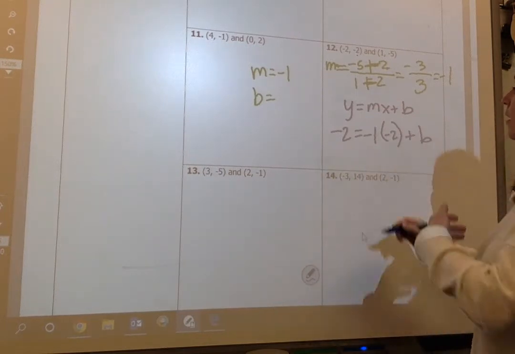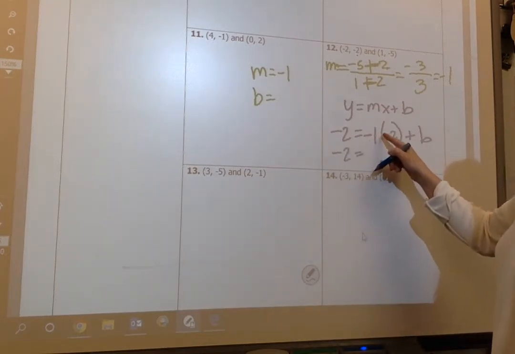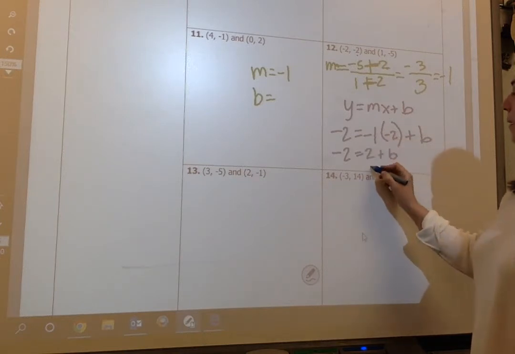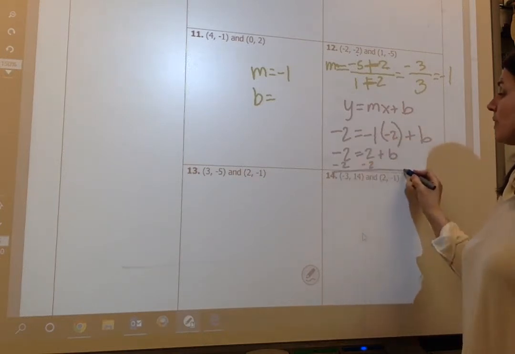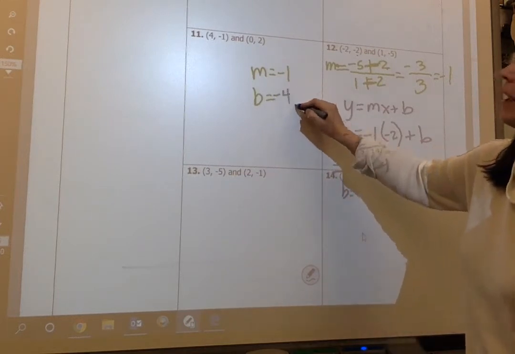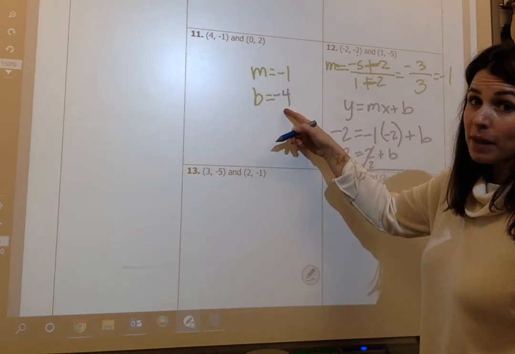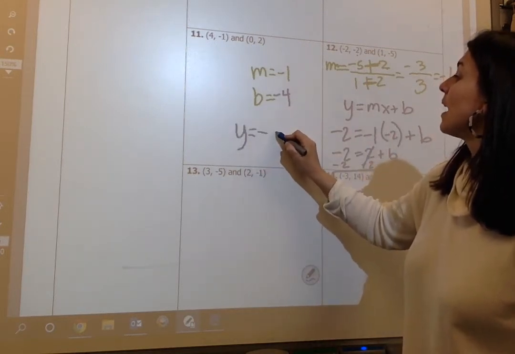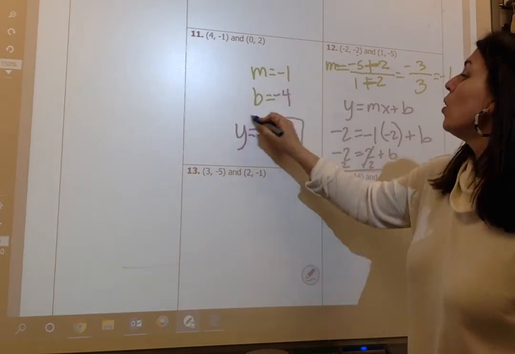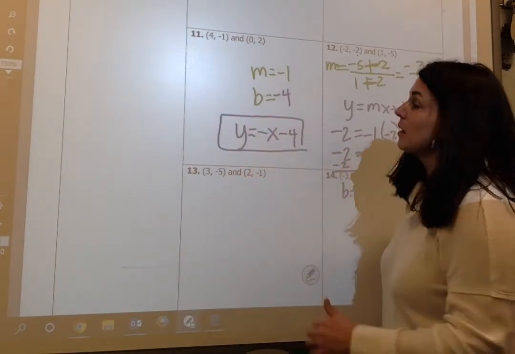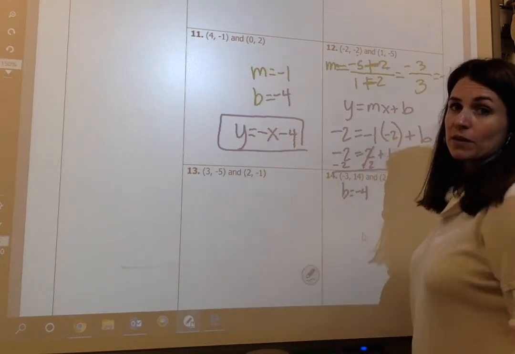So when I simplify, negative 1 times negative 2 is positive 2. To get b by itself, I subtract 2 on both sides, and b equals negative 4. So now I have my slope. Now I have my beginning point. Now I'm able to turn it into y equals negative x minus 4. Remember, you could put negative 1, but that's not simplified. So y equals negative x minus 4.